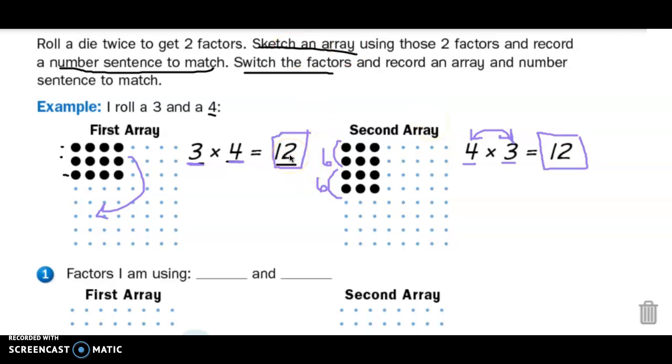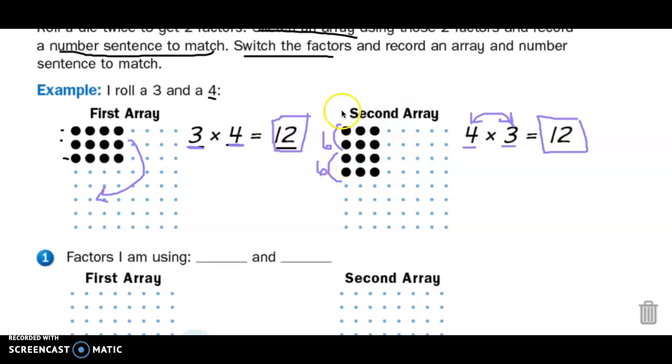This is like saying I'm taking 12 and I'm putting it in 3 rows. How many are in each row? This is like saying I have 12 and I'm putting it in 4 rows. Well, there's 3 in each row. Again, they sketched their array and they drew a new number model. These number models should not look the same. They should be flip-flopped with the factors.